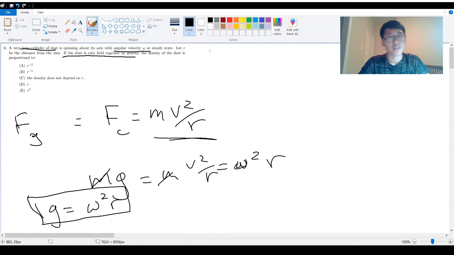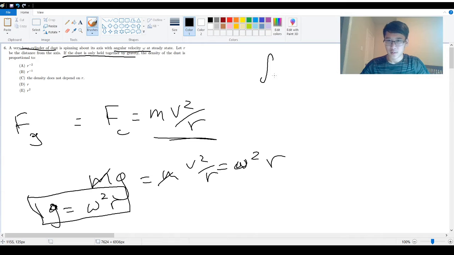Now we want to find what the density of the dust is proportional to. Where we can start is actually figuring out what g is, finding an equivalent equation for g that has density in the equation. How we do that is something called Gauss's law, but used for gravitation. I'm not sure if you guys have heard of Gauss's law before, but once you learn electricity and magnetism, it's one of the fundamental Maxwell equations.